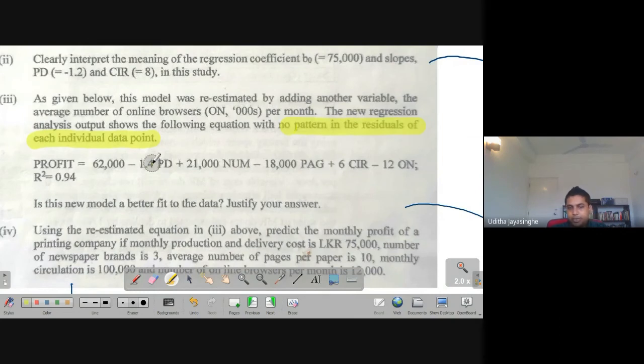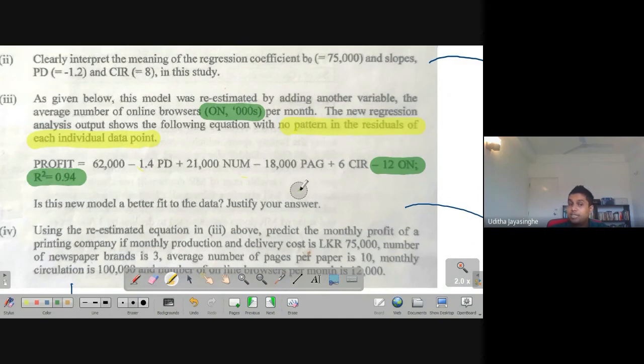What has happened now? So this negative 1.2 converted to 21,000 NUM. Now these different numbers have been brought in with a new variable, negative 12 ON. ON is the number of online browsers in thousands, with an R square of 0.94.